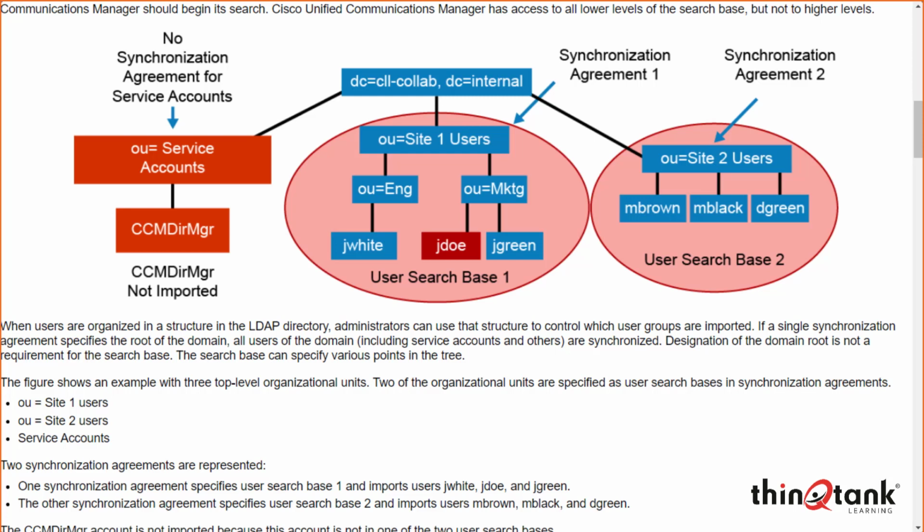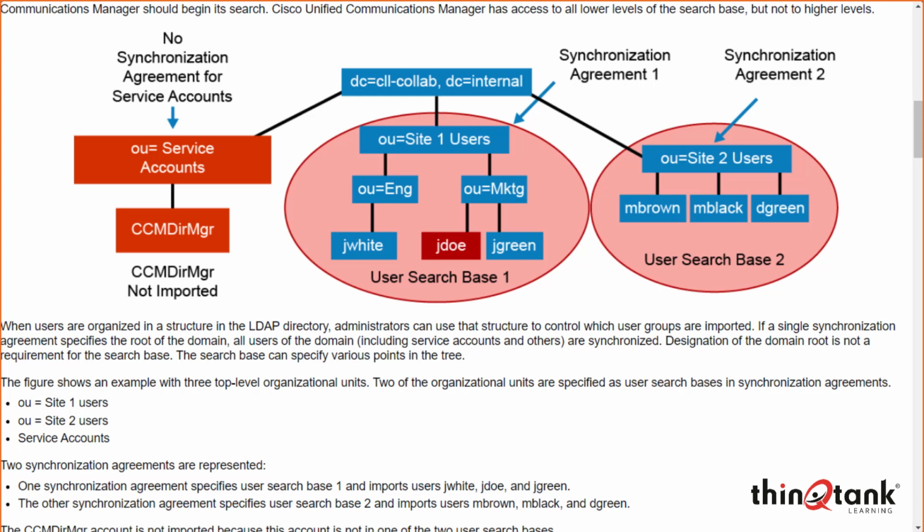And you can set up multiple synchronization agreements. So you might want to, for example, eliminate service accounts, or maybe you have administrative accounts or service accounts that are commingled with other user accounts. Depending on how the structure of your tree is set up will depend on how complicated the synchronization agreement has to be. You don't have to specify the root domain. You can actually just point to specific points within the tree itself.